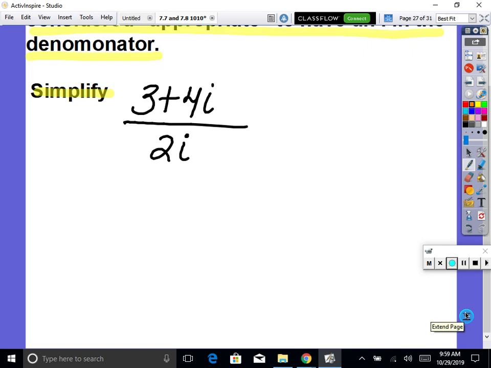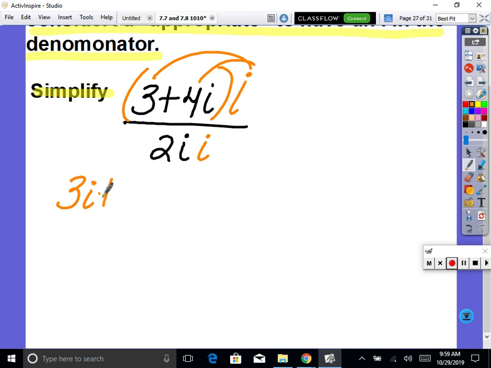So how do we undo an i to make it a number? Multiply by i. Very good. Times by i, because then won't it be i squared, which is -1. If you do that to the bottom, you've got to do it to the top and use parentheses. So on top, I distribute, and I get 3i plus 4i squared. On bottom, I have 2i squared.